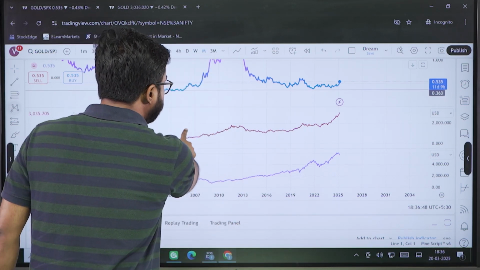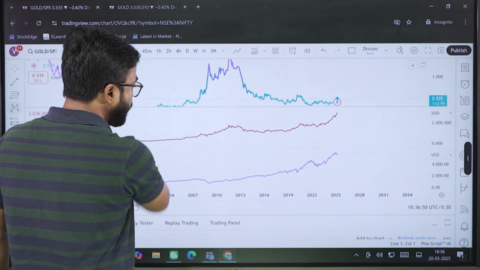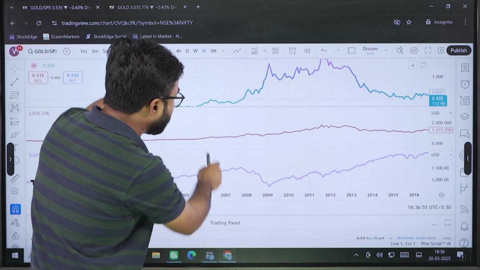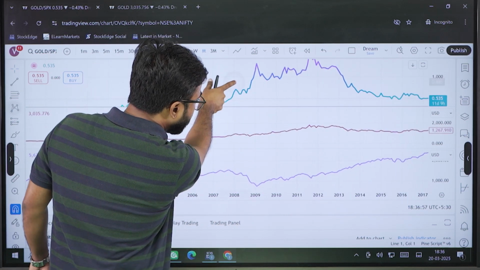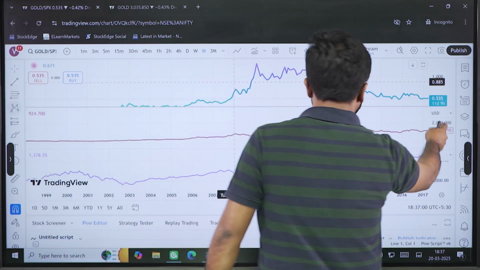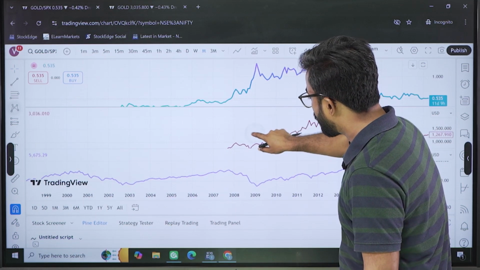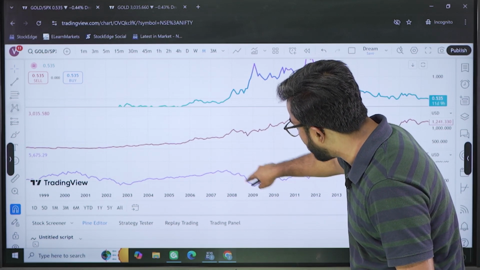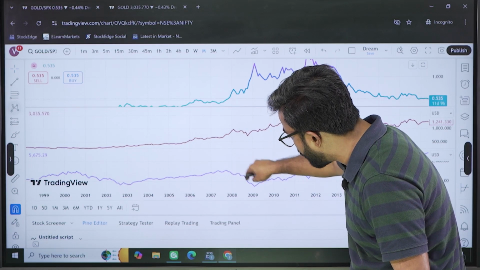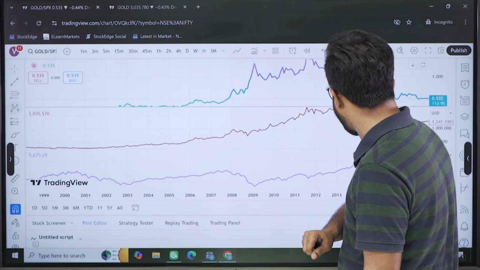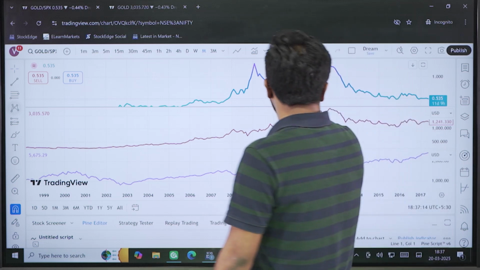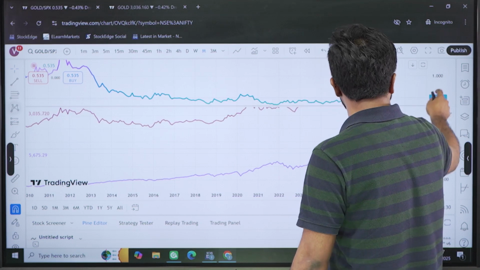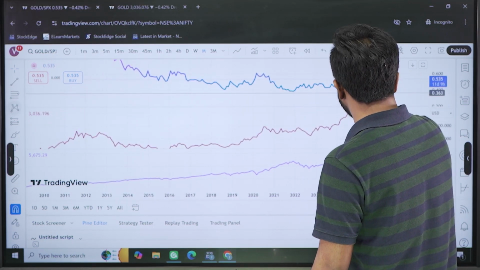In the previous instances, another instance I would like to show you here, when it made a peak around this level, you see both of them came down. Gold also came down and the S&P 500 also came down, but the quantum of fall was greater in the S&P 500. Perfect. Now let us move to the current scenario, because the current scenario is the most important.